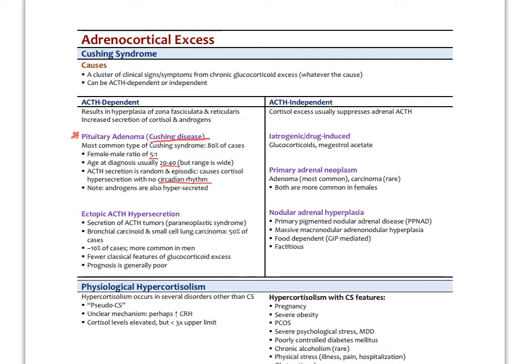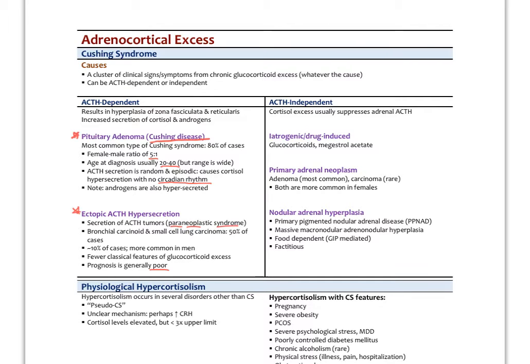Much less commonly, but important to know, would be ectopic ACTH hypersecretion, and that would be part of what's called a paraneoplastic syndrome, and that's usually from a bronchial carcinoid or small cell lung cancer. That accounts for about half the cases. This is going to be more common in males, and it has fewer classical features of glucocorticoid excess, so it has a little bit different, not quite as severe symptoms as a classic Cushing's. The prognosis, unfortunately, is pretty poor because this is associated with a primary tumor process, and that's what the patient usually dies from. So that's ACTH dependent.